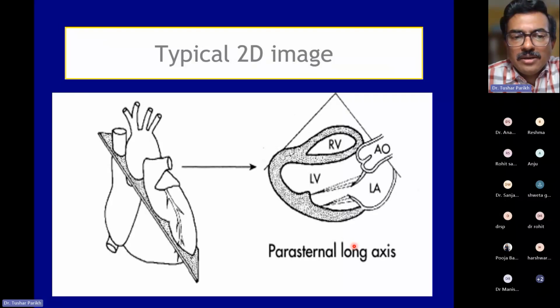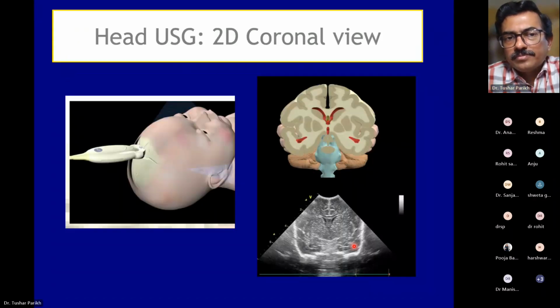So suppose this is the heart, and the heart is being cut in a plane as shown here, and the image that you will get on the screen is shown on the right side. It is basically a two-dimensional picture of a cut through the underlying structure. For example, in the brain, if there is a coronal section, the underlying brain will be seen as if it is cut in the coronal plane, and you are viewing it from the front.